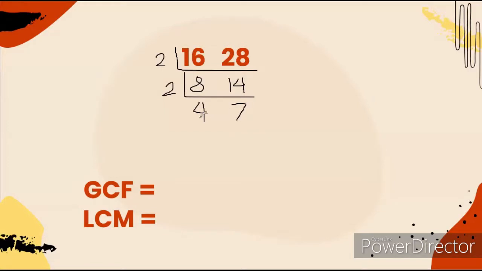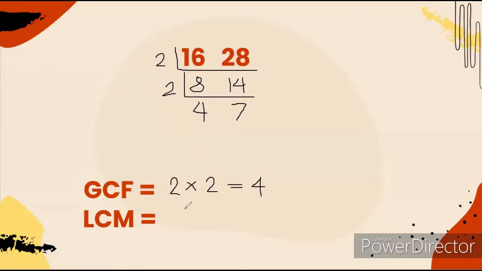Since the quotients are 4 and 7, which have no common factors anymore except 1, we can now get the GCF of 16 and 28, which is 2 and 2. So we're going to multiply 2 times 2, that is 4. So 4 is the GCF of 16 and 28.